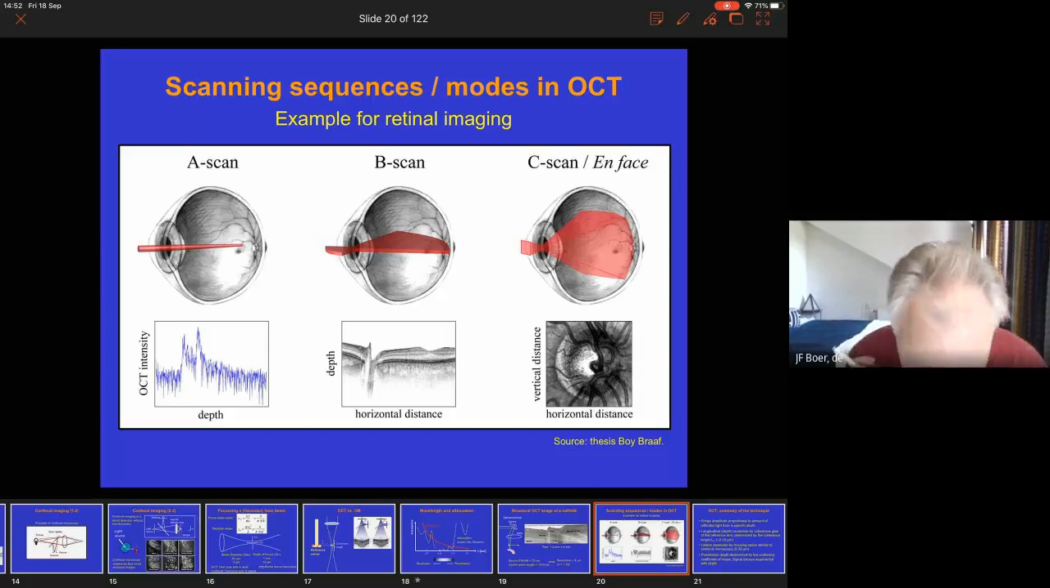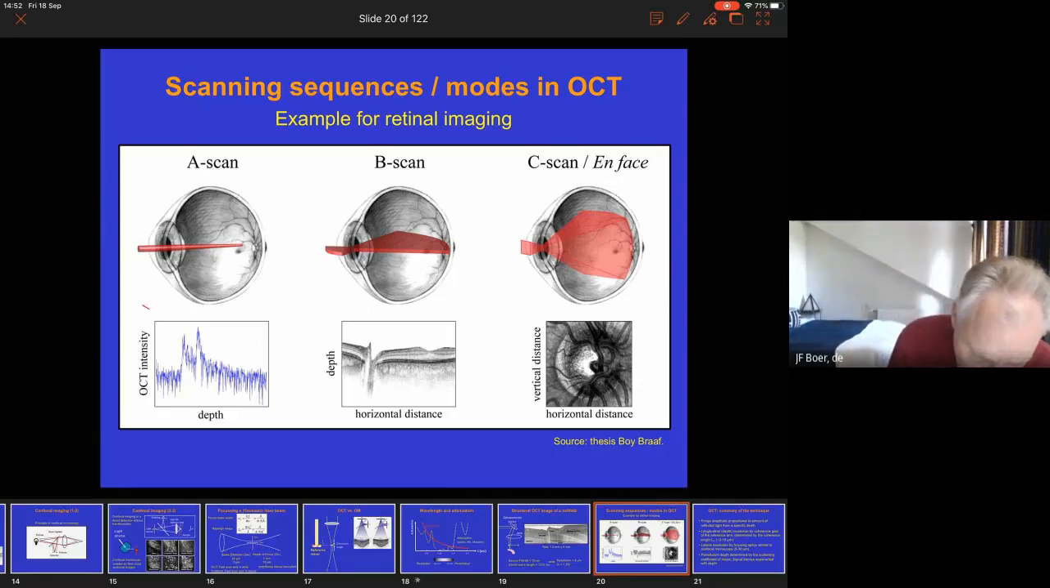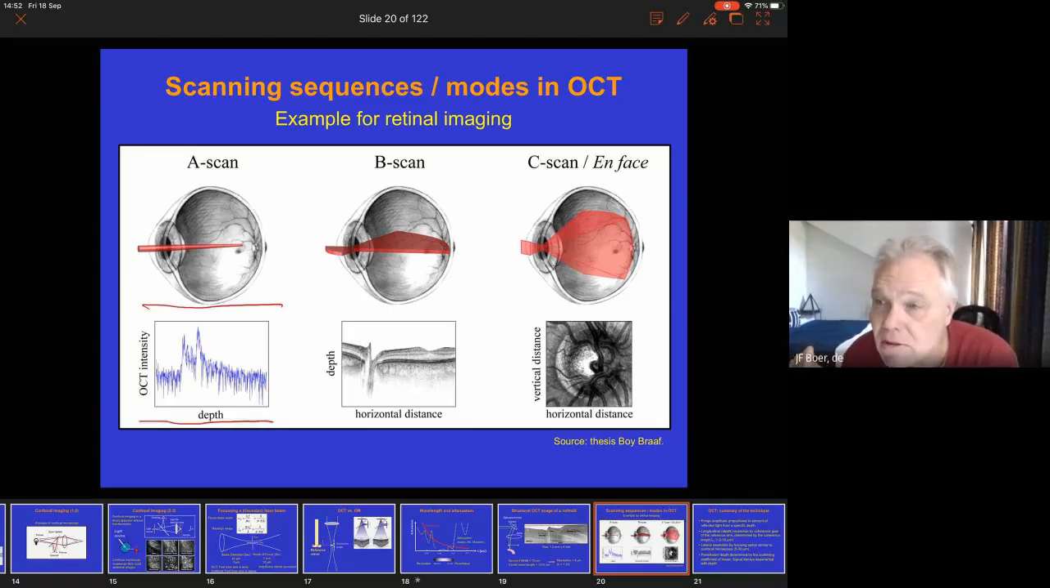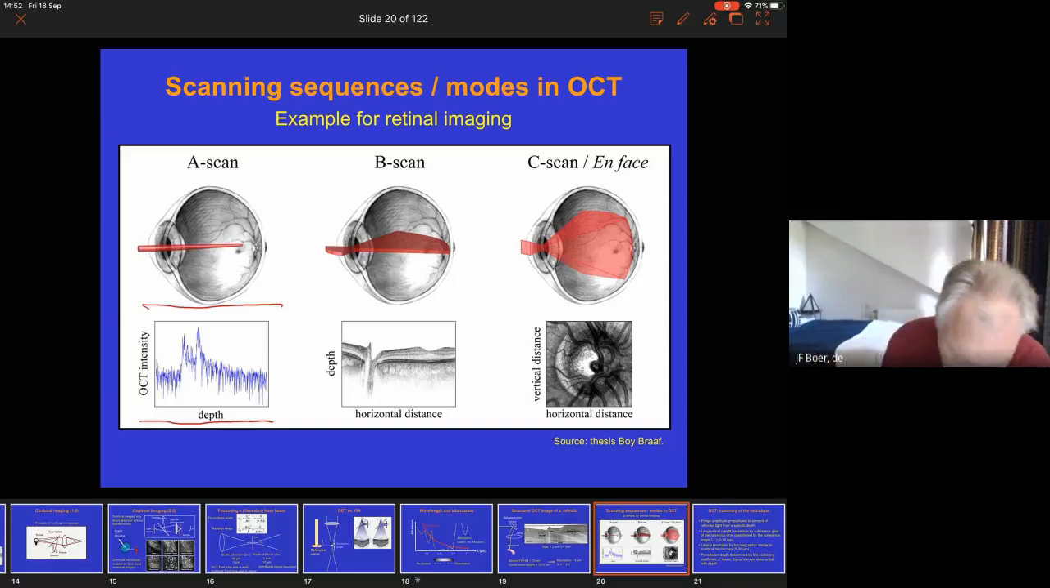So we can make a single depth scan of the tissue by moving my mirror back and forth once. That is called an A scan, and it looks like this. This is a real signal from a human retina. So you see that it looks very noisy. There are many spikes and it fluctuates a lot.